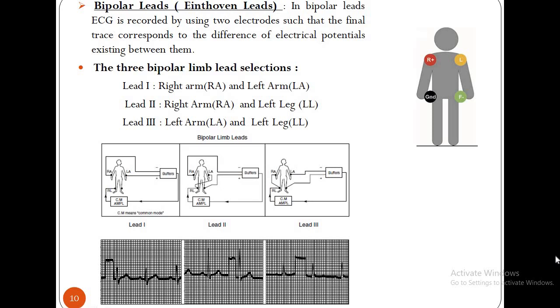In standard lead 1, the electrodes are placed on the right and left arm. In lead 2, the electrodes are placed on the right arm and left leg. And in lead 3, they are placed on the left arm and the left leg. In all these lead connections, the difference of potential measured between two electrodes is always with reference to a third point on the body, which is the right leg.